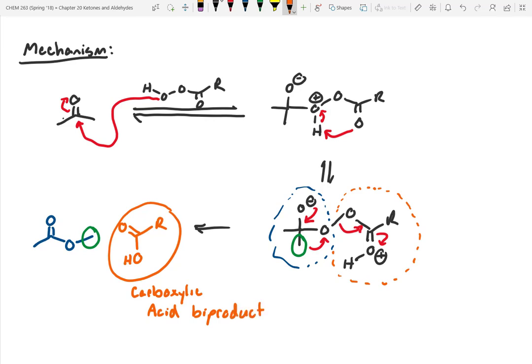And typically it's pretty easy to remove that carboxylic acid byproduct because all you need to do is aqueous extraction with a weak base. That deprotonates your carboxylic acid. It'll go into your aqueous layer. Just do a simple extraction with an organic solvent and you can isolate your product. Way better than using a chromium-based reagent. Infinitely better. So a lot of chemists really like using this reaction. Does that make sense?